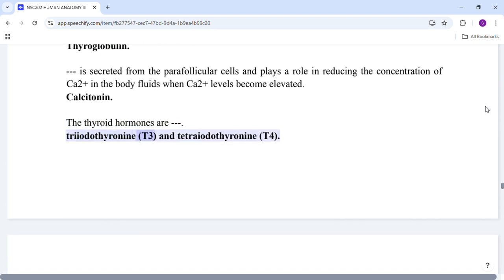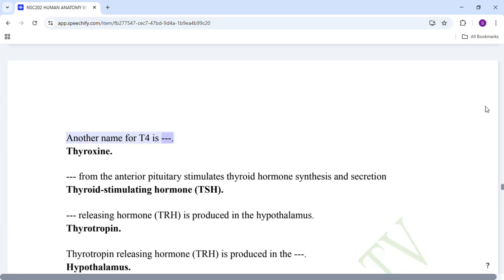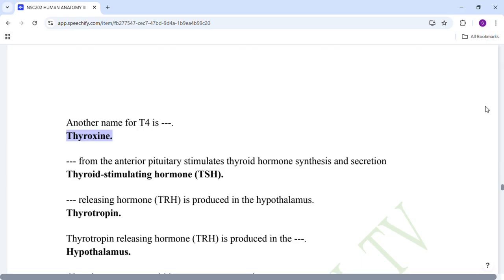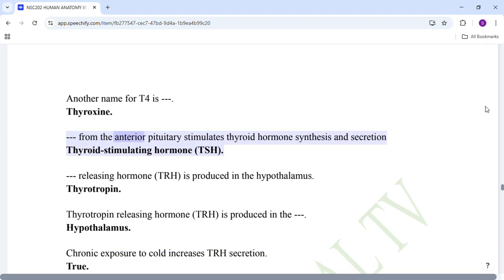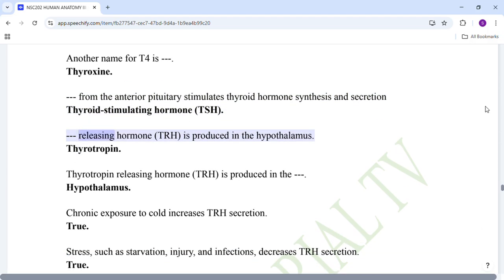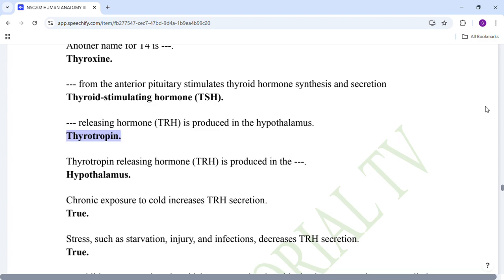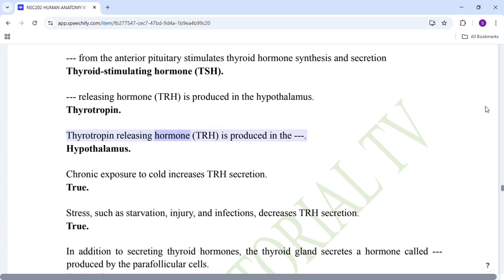The thyroid hormones are triiodothyronine, T3, and tetraiodothyronine, T4. Another name for T4 is thyroxine. Thyrotropin, or thyroid stimulating hormone, TSH, from the anterior pituitary stimulates thyroid hormone synthesis and secretion. Thyrotropin releasing hormone, TRH, is produced in the hypothalamus.